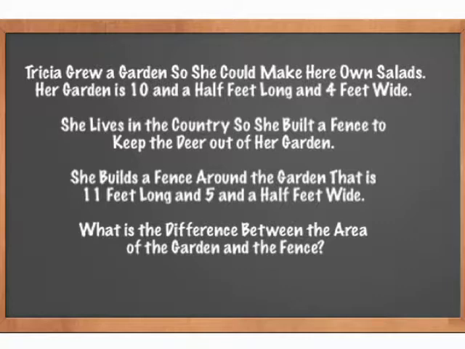She lives in the country, so she built a fence to keep the deer out of her garden. She builds a fence around the garden that is 11 feet long and 5.5 feet wide. What is the difference between the area of the garden and the fence?